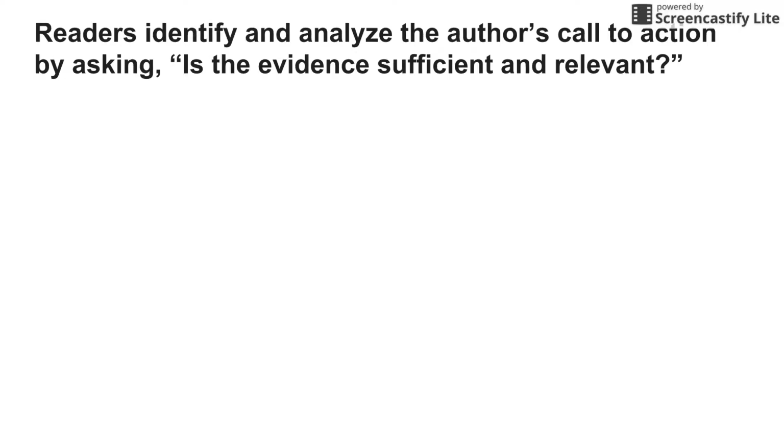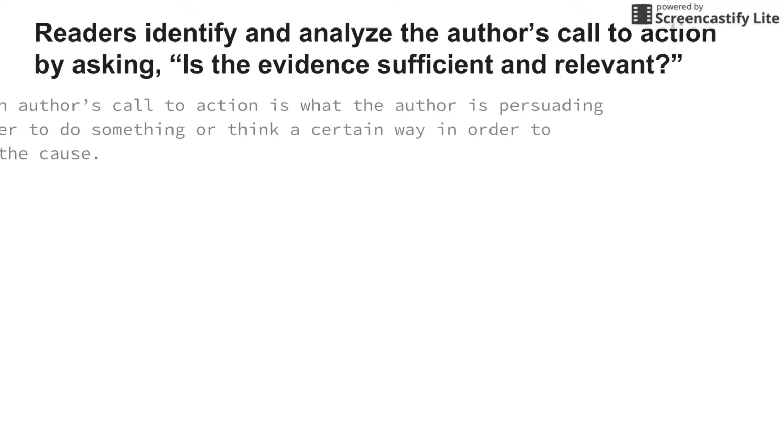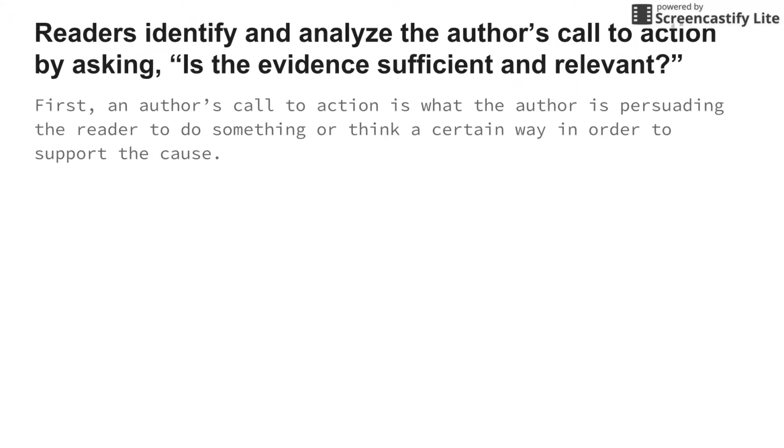So to begin, readers identify and analyze the author's call to action by asking, is the evidence sufficient and relevant? The article that we're going to work with for the model example is the article titled Smart About Medicine. So in my model, I'm going to be using the article titled Smart About Medicine. So first, just some background information.